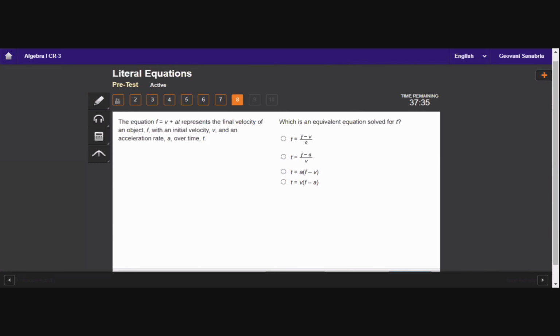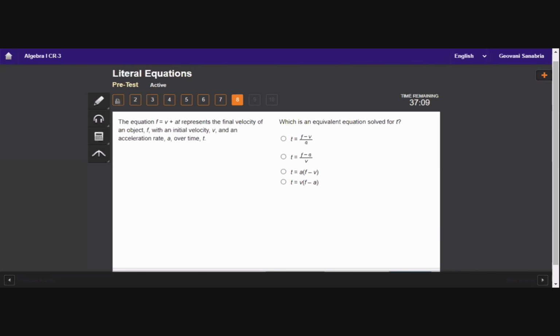Okay, so in this one, it's just saying solve for t. So get t by itself. So you start out with the equation F equals V plus AT. And that's the same thing as A times T. So the T is on the right side of the equation.